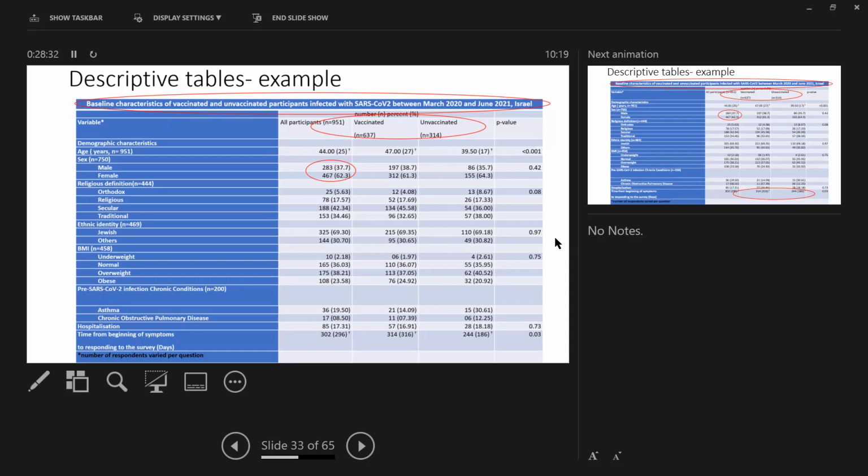Rounded proportions. You don't really need 37.7. You could actually just do 38 and 62 here. It doesn't really mean much to have 37.73% of female, 42.34. I've done this one for religion. I haven't done the others just to show you the difference. Look, the p-values are rounded much more neatly. It's just nicer to look at than this.